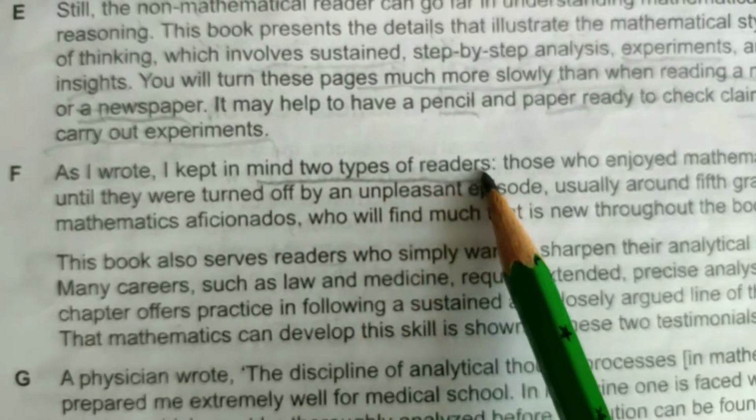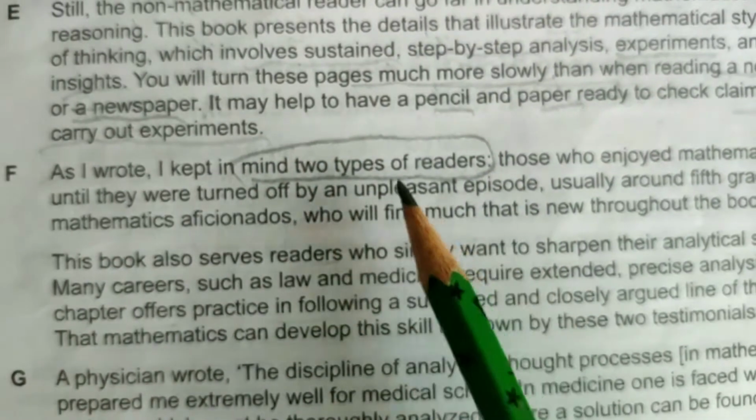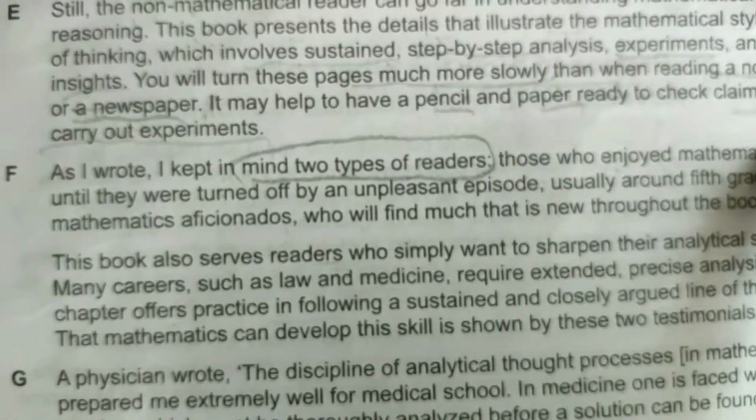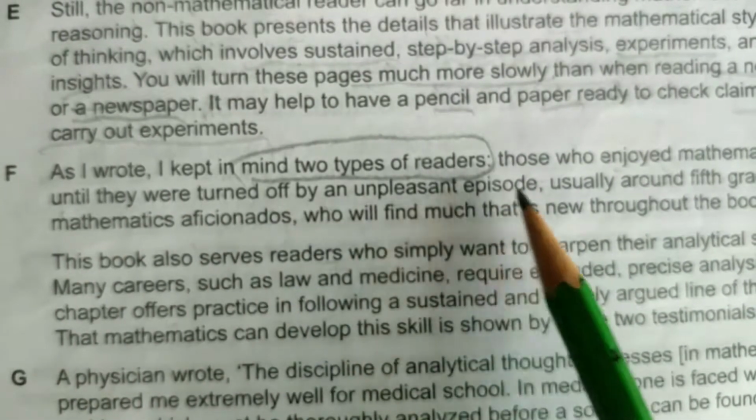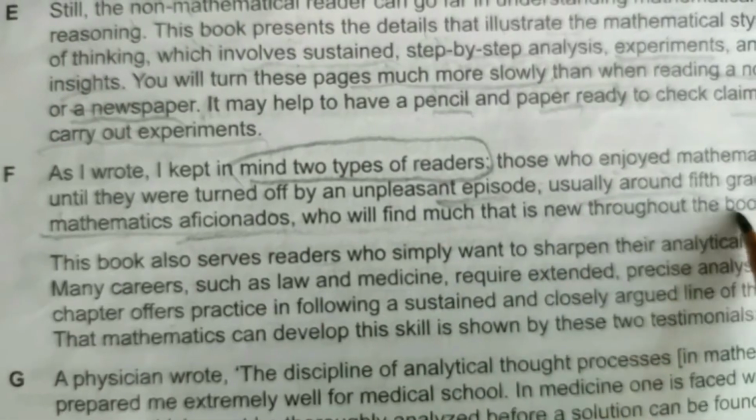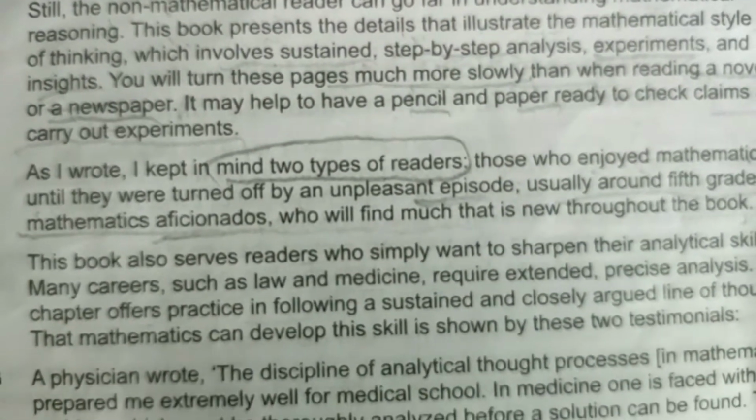As I wrote, I kept in mind 2 types of reader. In the first line we got the answer. 2 types of reader: those who enjoyed mathematics until they were turned off by an unpleasant episode, usually around 5th grade, and mathematics aficionados who will find much that is new throughout the book. Okay.